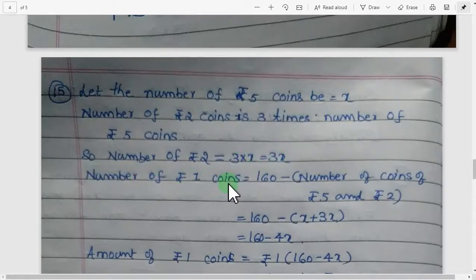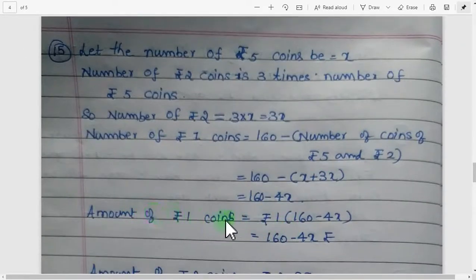Number of rupees 1 coins is 160 minus the number of coins of rupees 5 and rupees 2. Why is it 160? Because the total number of coins is 160. If you subtract the number of rupees 5 and rupees 2 coins, you will get the number of rupees 1 coins, because in those coins only rupees 1, rupees 2 and rupees 5 are there. So 160 minus x minus 3x. These two are like terms, so 160 minus 4x.